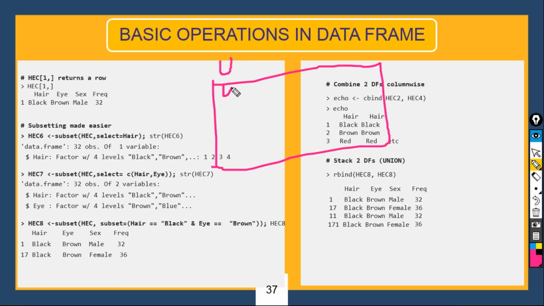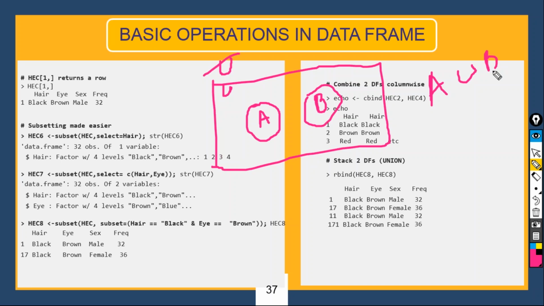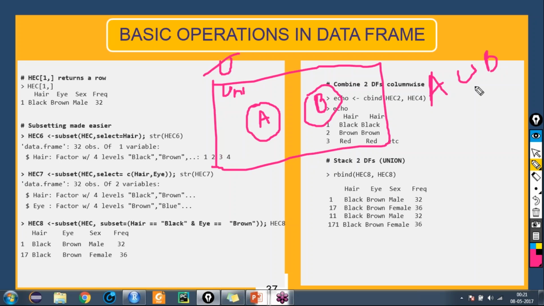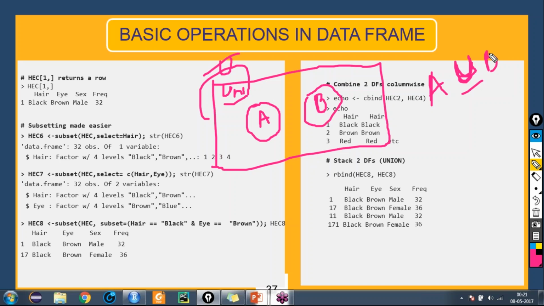If this is a universe, and this is set A, and this is set B, and I say A union B. So this is the universe. Please do not get confused between this sign and this. I have written UNI for universe, and this is the sign of union, U, okay?